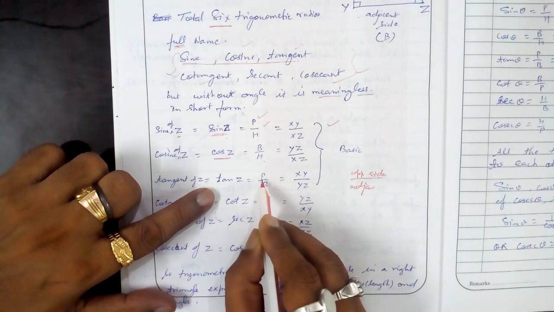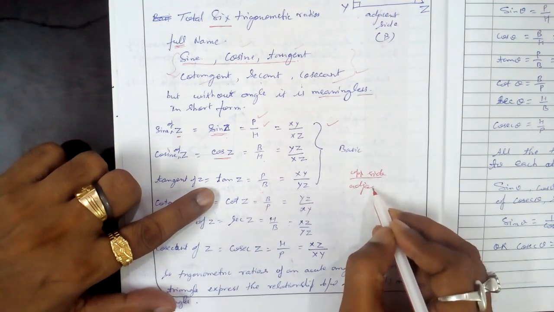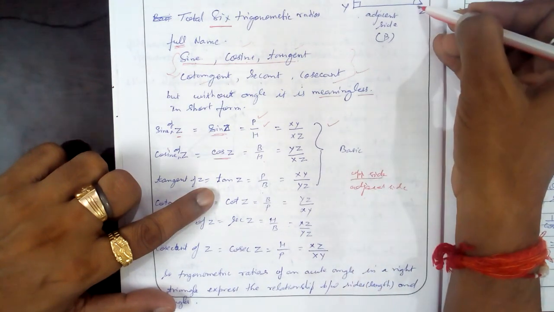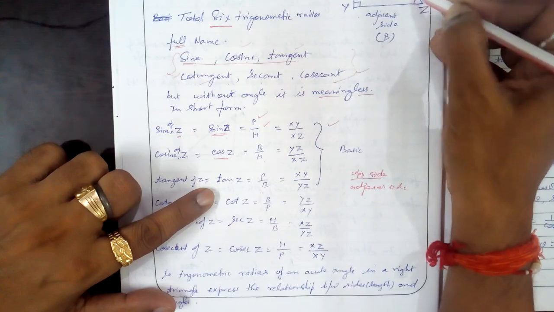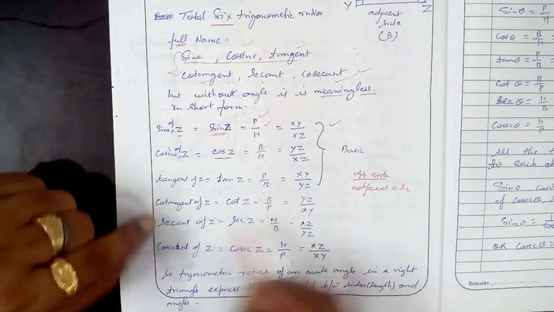Opposite side means the side opposite to angle z. Adjacent side means the side adjacent to angle z. It is in the form of this z. These two are adjacent, and this one is opposite. So this is always true.